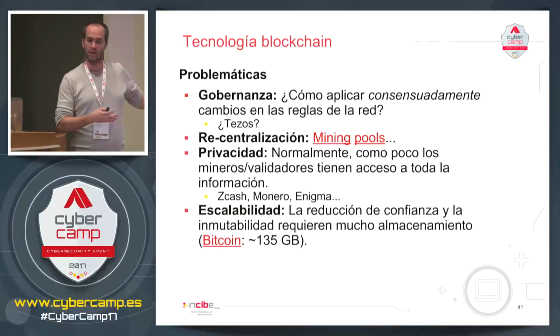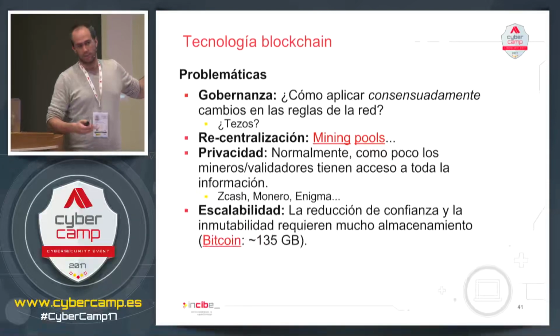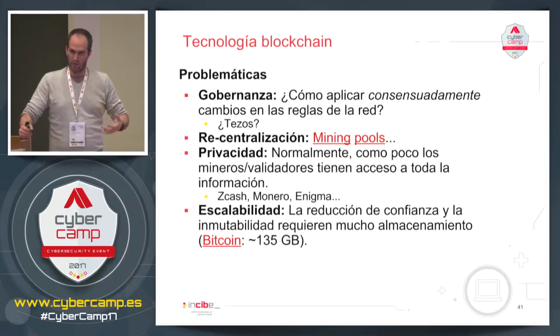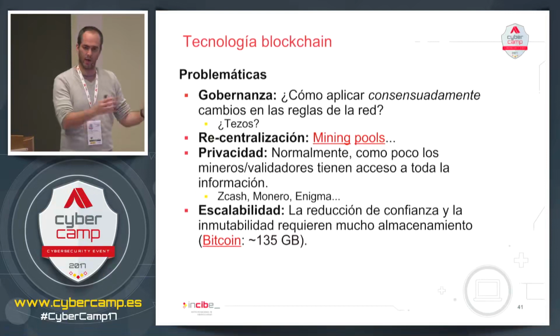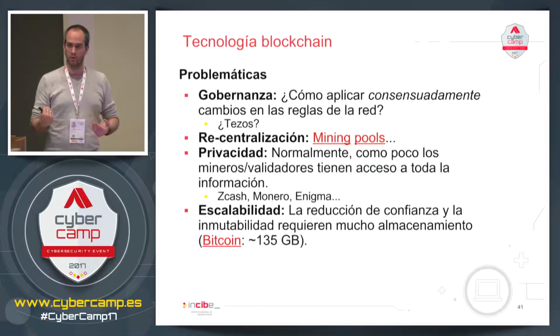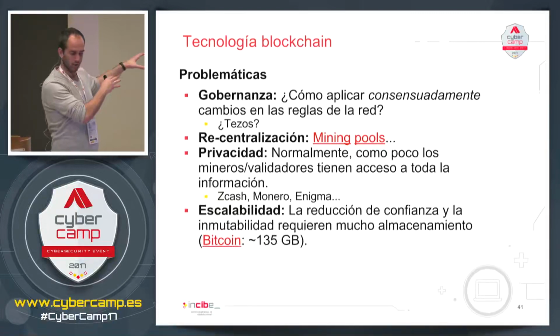How do you apply changes to the way the network works? Sometimes the changes that need to be introduced have to be done in a hard fork. But if you want to do a hard fork, and there's a very high percentage of nodes that don't agree or aren't prepared to accept the change, then I'll be able to apply the change, but the computing power of my network will be reduced terribly.